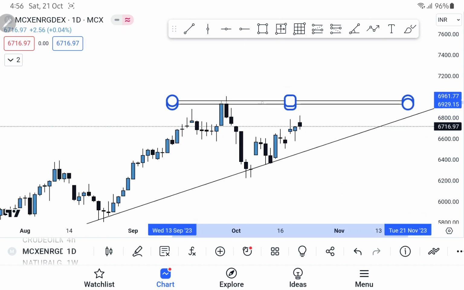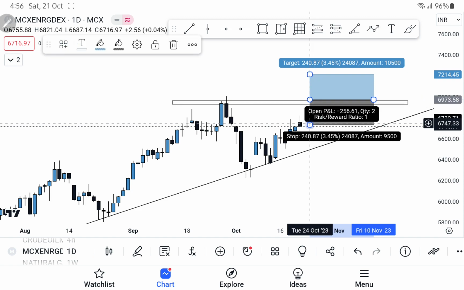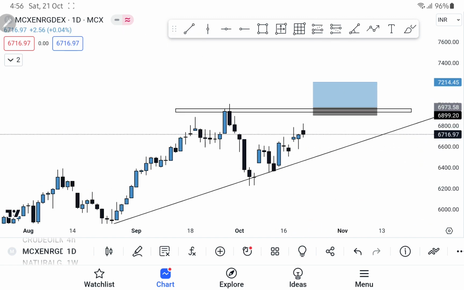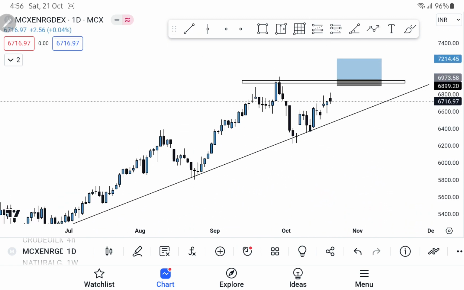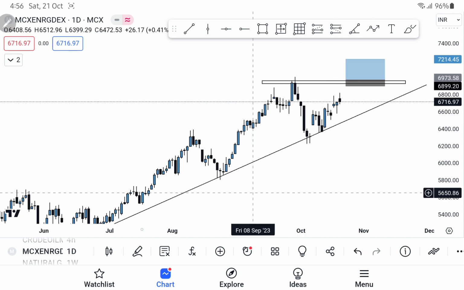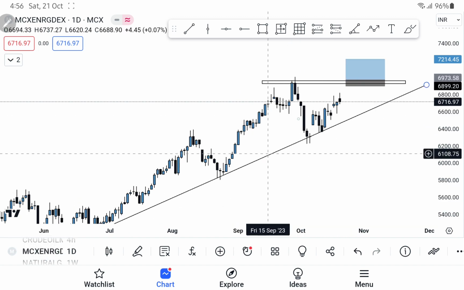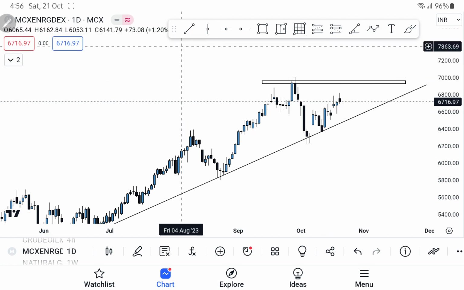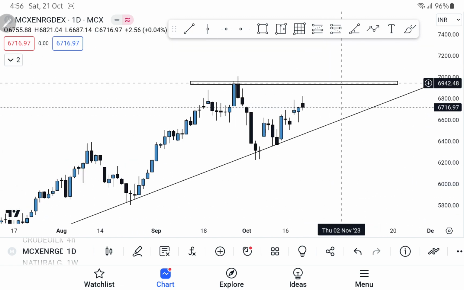Or what people do is they will buy after this resistance is crossed. They will buy here with a small stop loss. They will definitely do this too. This is how they trade. If you see, MCX Energy Dex also is up. So now what do we do? How do we trade this?